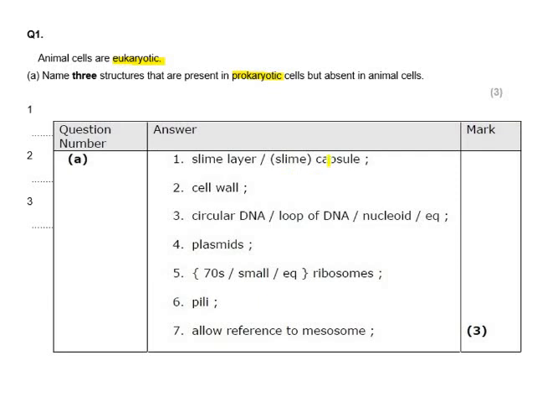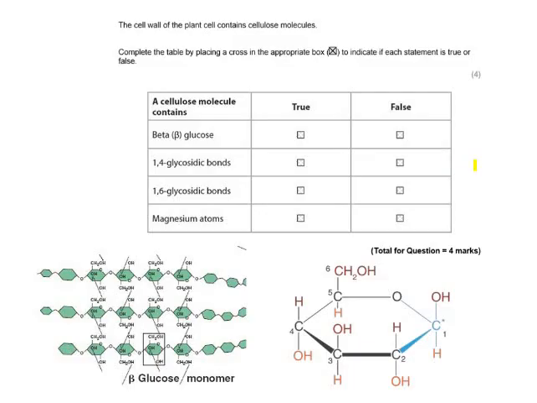You can get a mark if you said a capsule, a cell wall, a loop of DNA, plasmid, ribosomes, but you have to have said either 70S or small ribosomes. Anything in a squiggly bracket like this is essential. Pili or mesosome. The reason why flagellum would not have been accepted is because the question asks what's found in a prokaryotic but not an animal cell. A sperm cell is an animal cell but it has a flagellum, so it does not make sense to put it there.